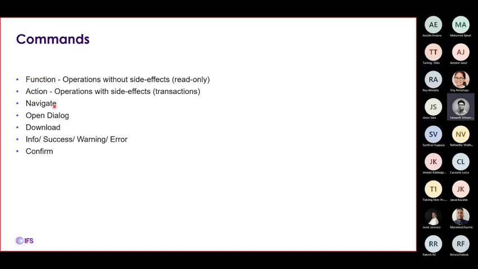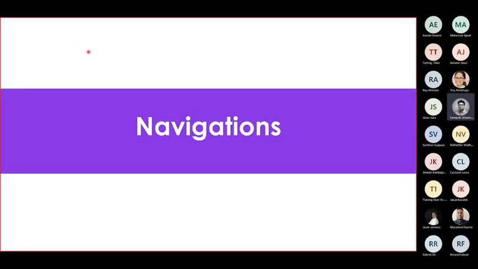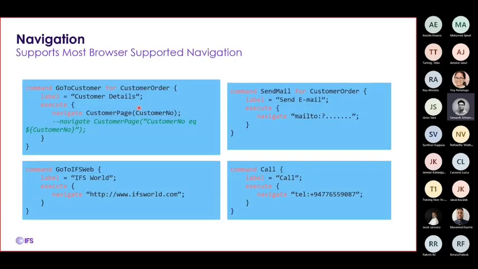And you can use commands to navigate to other pages, open dialogues, download files, and show some messages like info messages. There are 4 types of messages: info, success, warning, and error. All of these are just messages, and then you can have a confirmation dialog, right? A small yes/no dialog. These things can be invoked by using commands, and we have a couple of examples. For navigation, this is the first example we'll see.